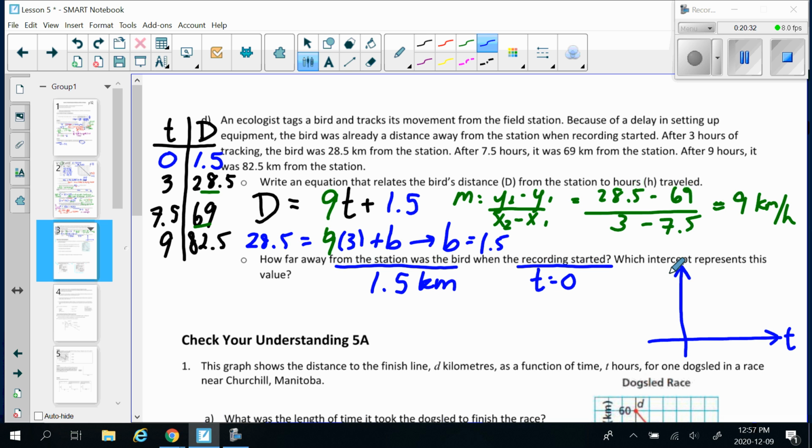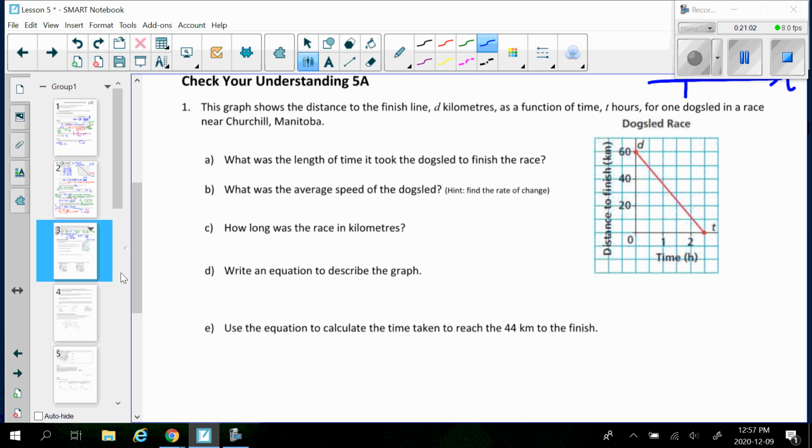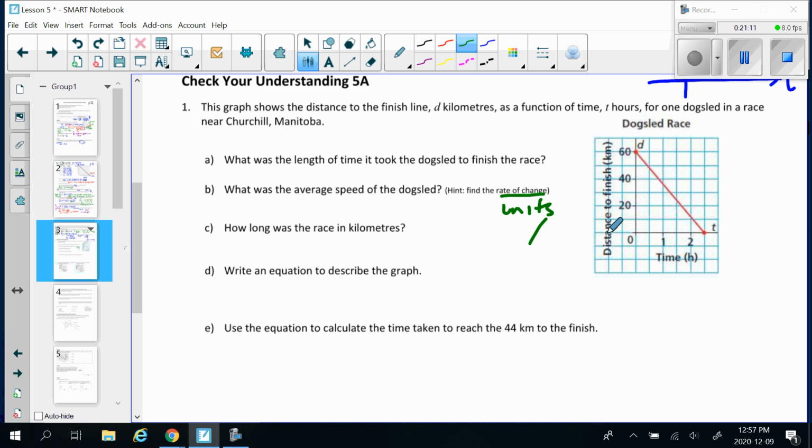So here's the time, and here's the distance. The capital letter is always on the vertical. So we found that when time was 0, d was 1.5 kilometers. So this is the d-intercept. The next part is meant to be done on your own, where you determine the rate of change. I just want to say that the rate of change must have units on it, and it's always going to be something per something. In this case, it's going to be kilometers per hour, because rise over run.